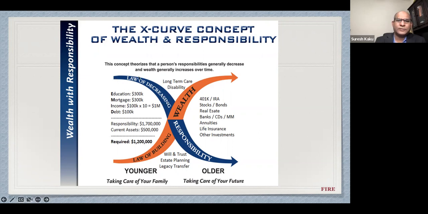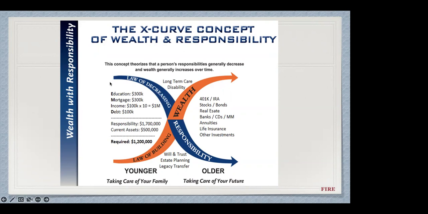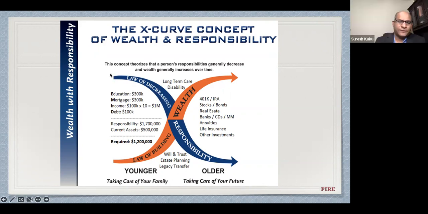Also, we call this the X curve. The reason being, if you look here, when we start our family the responsibilities are very high, right? But as we progress in life, the responsibilities decrease. So let's say if you have 2 kids, the responsibilities will start decreasing once we pay off the mortgage, or once the kids are out of college, stuff like that.